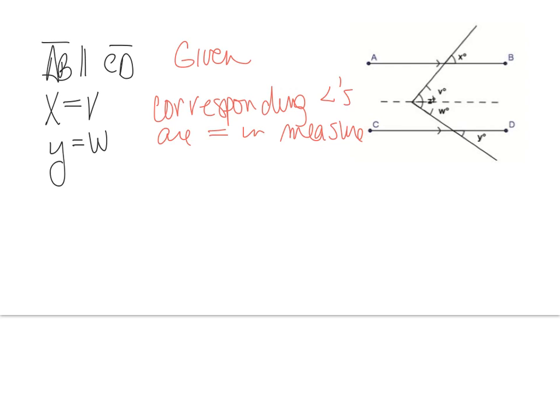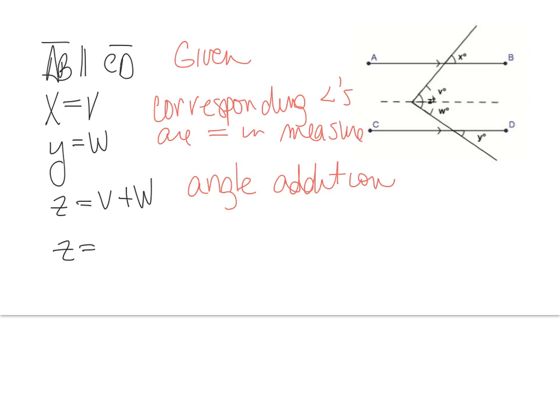And I can also say that angle Z is equal to V plus W. And my reason is the angle addition postulate. And then I can say that Z is equal to X plus Y. And it is the substitution property of equality. Nice work.